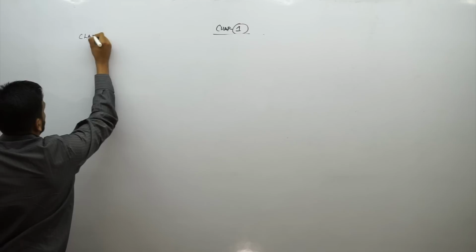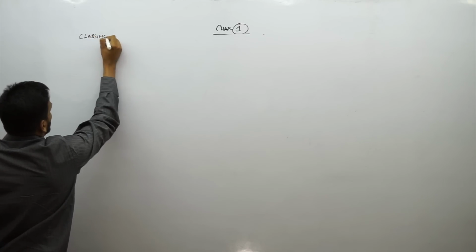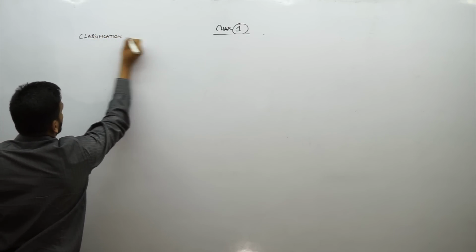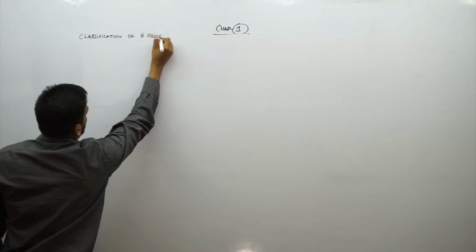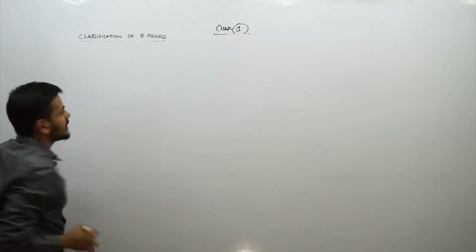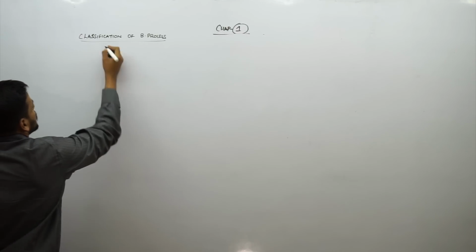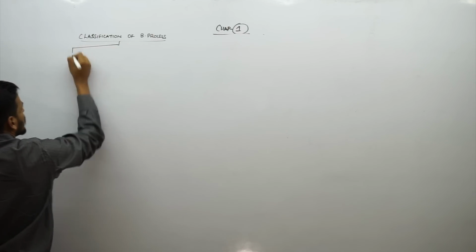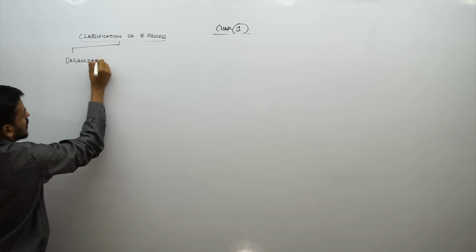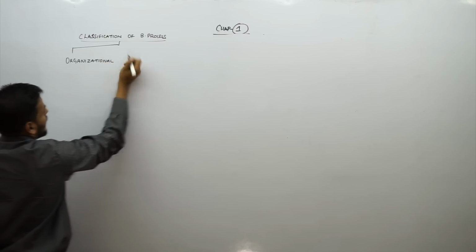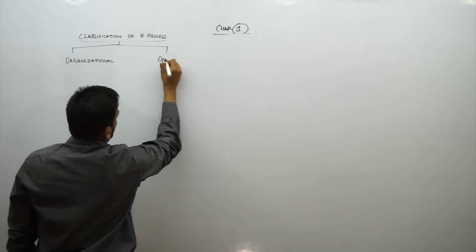Before we go to the definition of business process management, let's talk about the classification of business processes. What is the classification of a business process, guys? We talk about two things: organizational, and then we have something called operational.